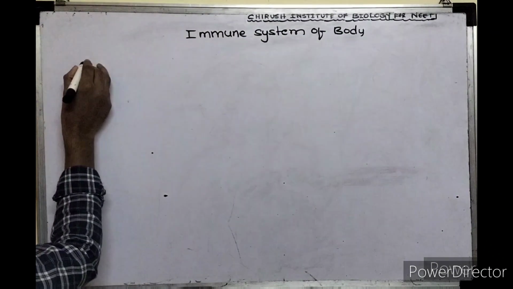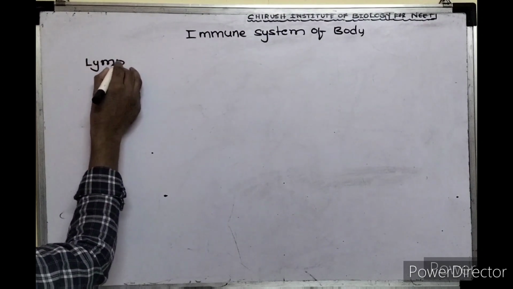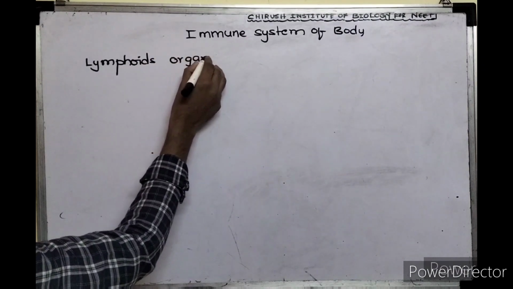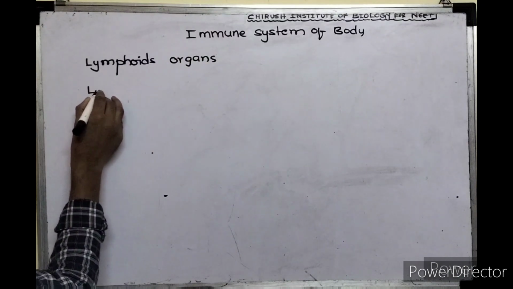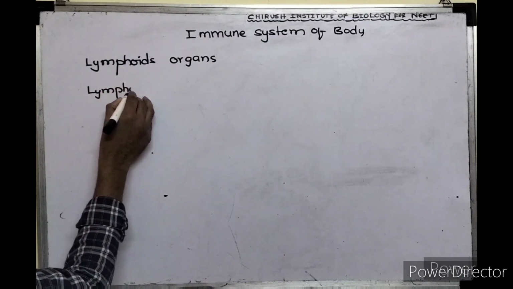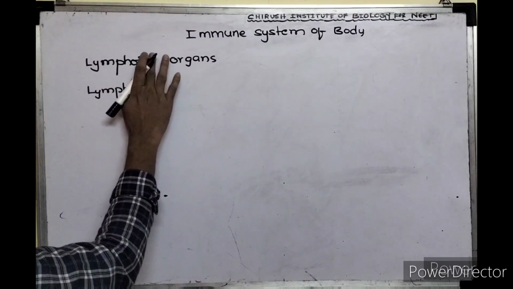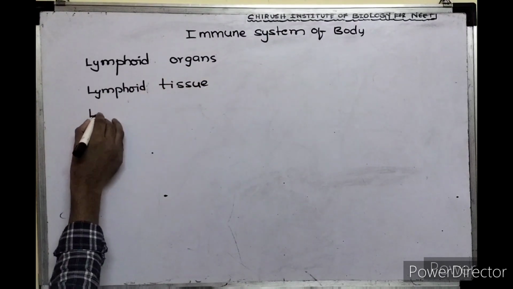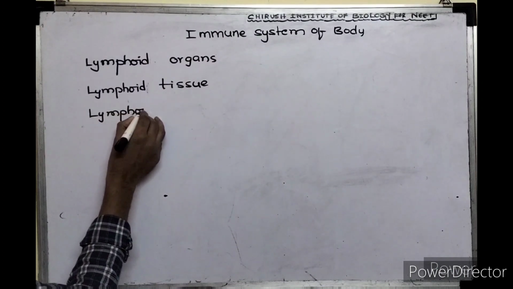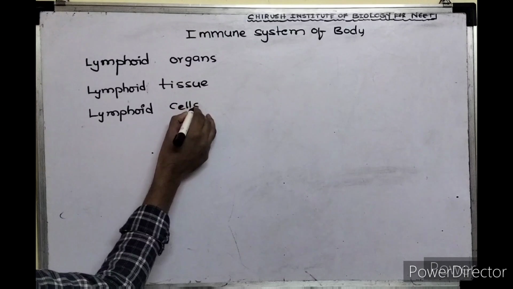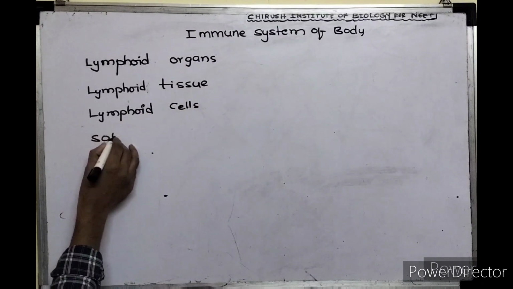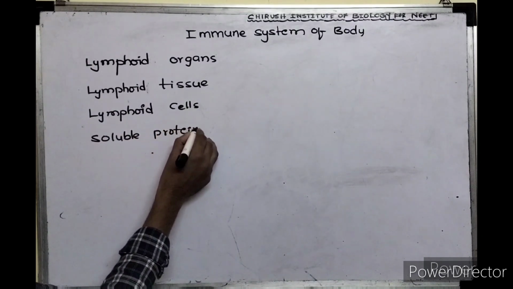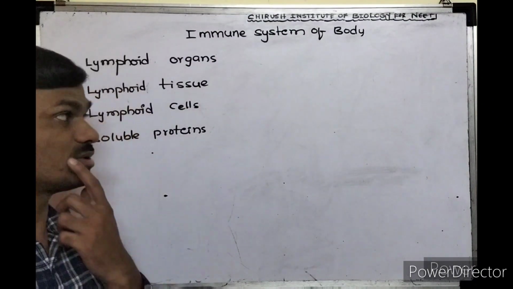1. Lymphoid organs. Lymphoid tissue. Lymphoid cells and some soluble proteins. So these are the parts of our immune system.